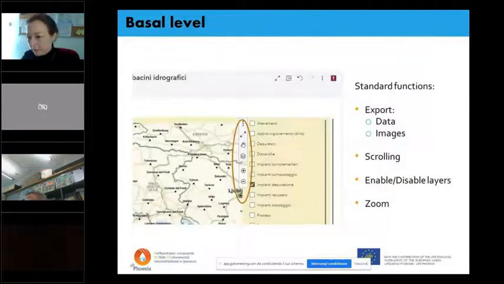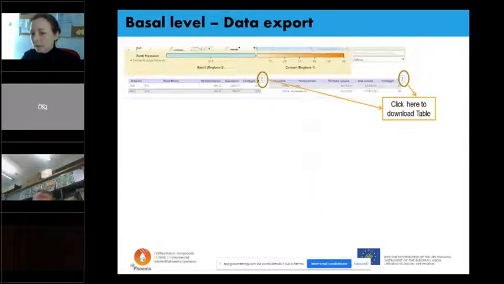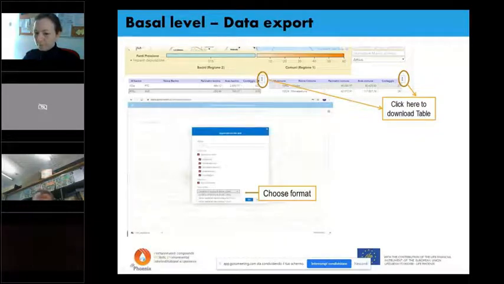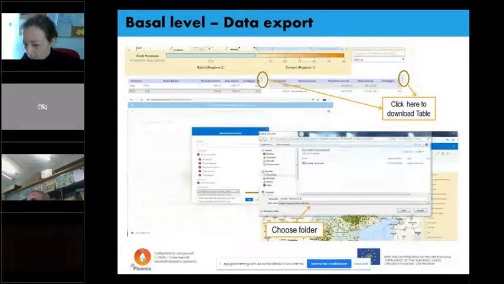Here you have some standard functions that allow to export data, images, to scroll, to enable, disable layers, and to have a zoom. With these functions, you can download the data, both in the form of tables and you can choose the format. You can choose the folder where to download data, and also you can download the images.